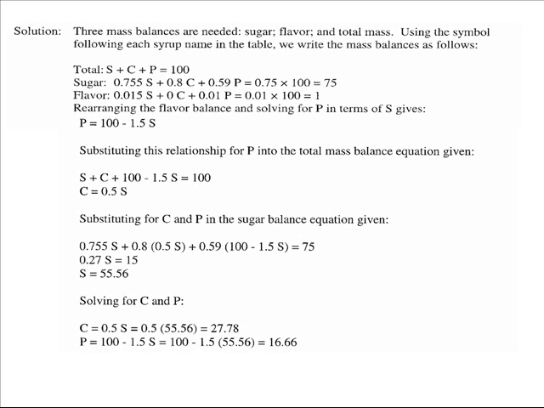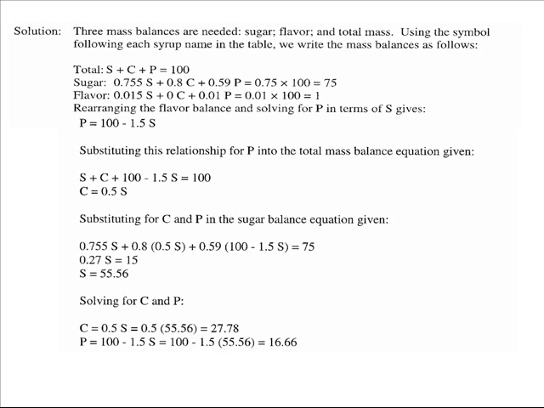The solution is as follows from the book. Three mass balances are needed: sugar, flavor, and total mass. Using the symbol following each syrup name in the table, we write the mass balances as follows. S will be your sorghum syrup, C will be your corn syrup, and P will be your semi-syrup. The total of all three in kilograms is S plus C plus P equals 100.